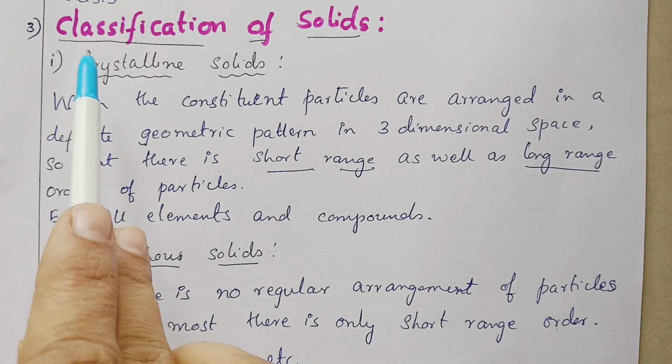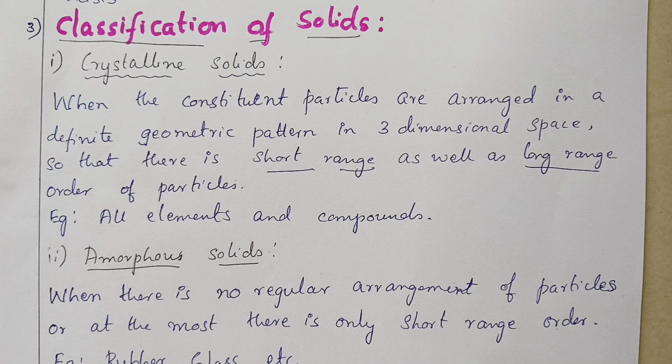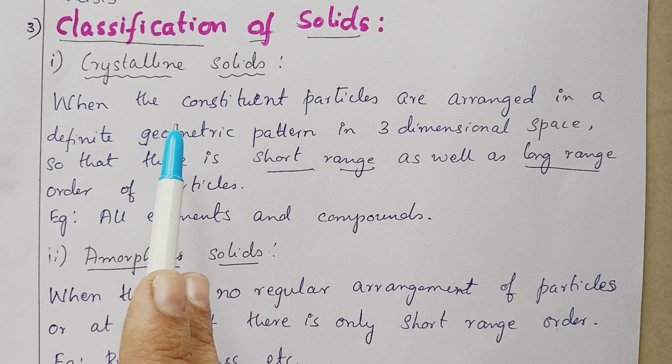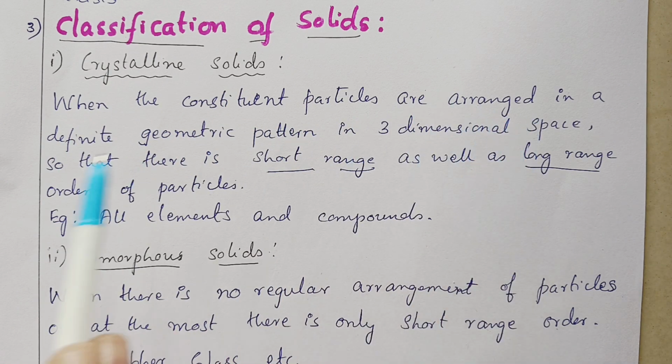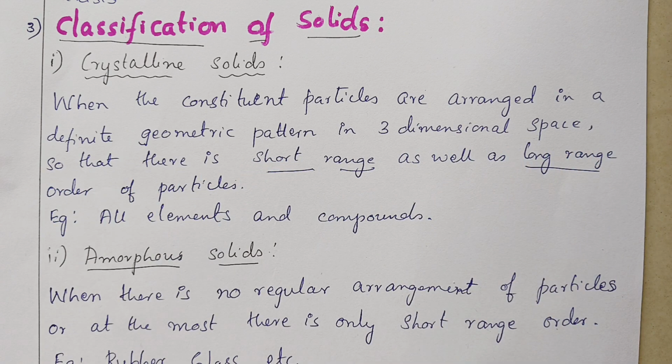Now let's study classification of solids. Solids are broadly classified into two types: crystalline solids and amorphous solids. In case of crystalline solids, the constituent particles are arranged in a definite geometric pattern in three-dimensional space so that we can see short range as well as long range order of particles. In simple words, in crystalline solids, we can find an orderly arrangement of particles throughout the solid.